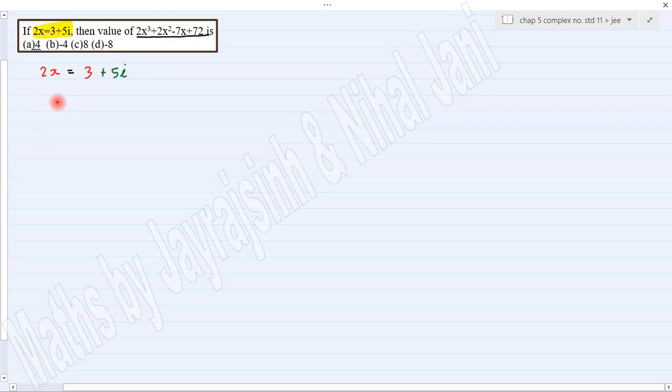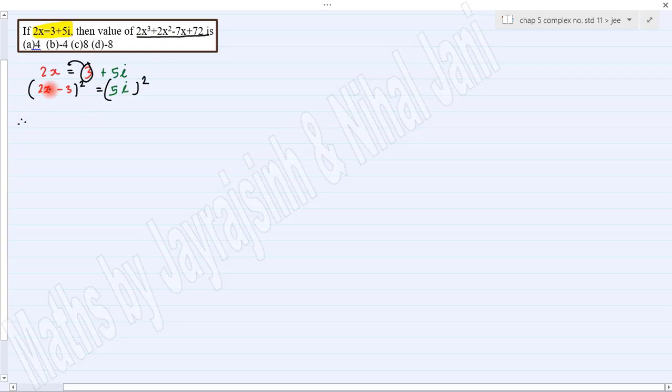Actually, to get the polynomial, we have to eliminate the imaginary part, and for that, let's take 3 on the left hand side. So you will get 2x minus 3 is equal to 5i. Now, to eliminate i, let's square both the sides. So you will get 2x minus 3 the whole square is equal to 5i the whole square.